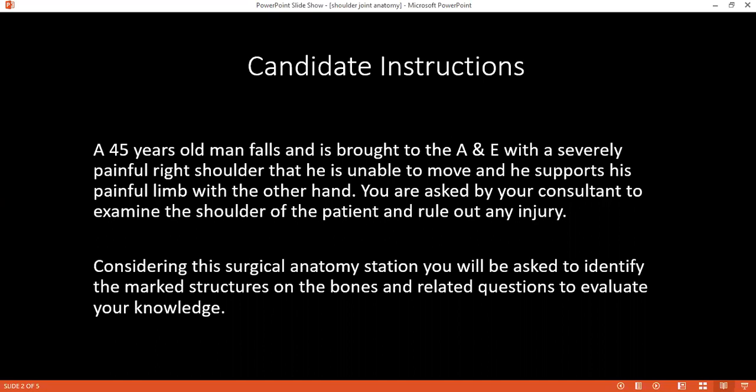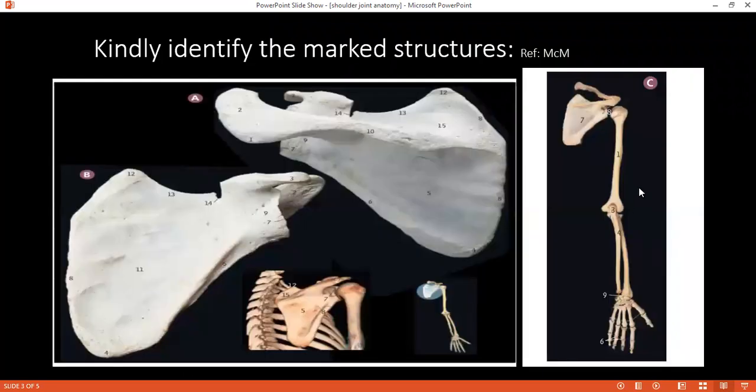Right, if you have read and understood, considering it's a surgical station, please tell me how the shoulder joint is formed. Can you identify the shoulder joint bones? Yes, the shoulder joint is formed by the articulation between three bones: the scapula, the humerus, and the clavicle. And mark A is the scapula seen from posterior, and mark B is the scapula seen from anterior.